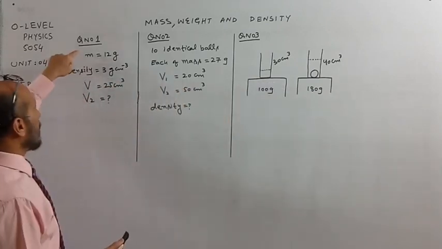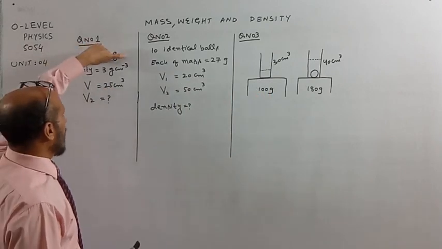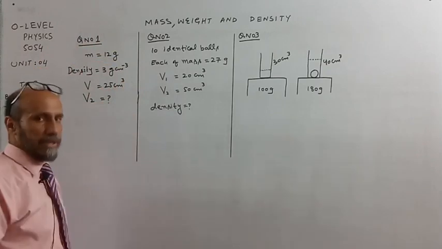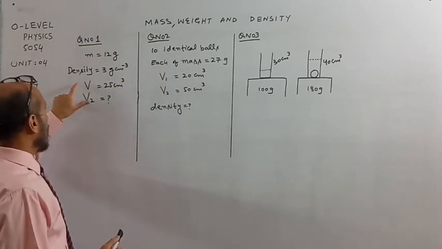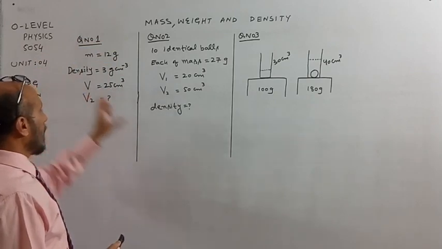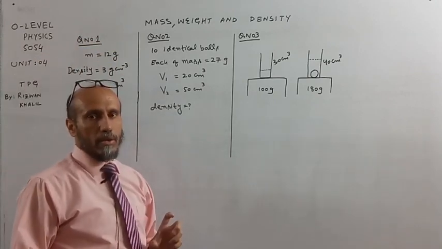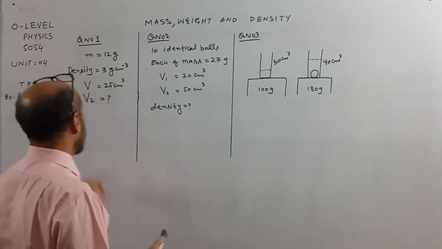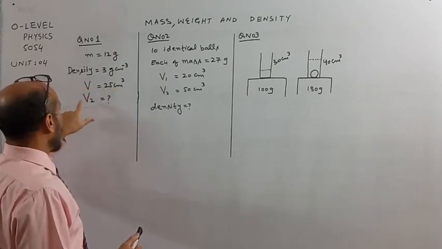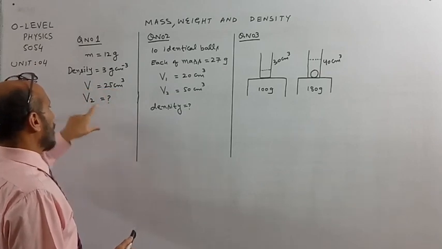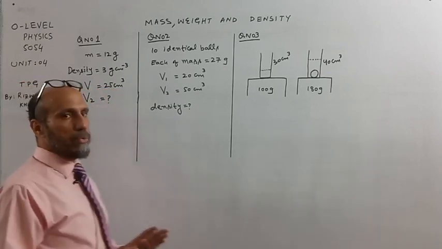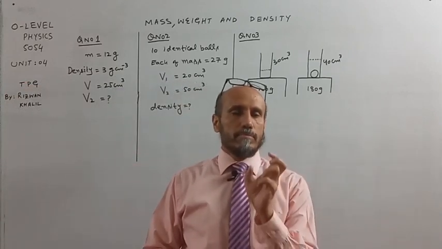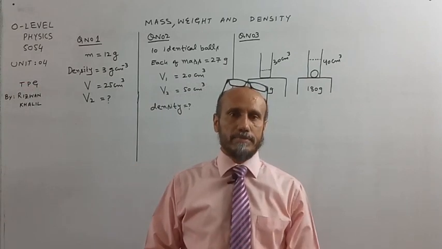In the first question, the mass of the body is given as 12 grams and the density is given as 3 grams per cubic centimeter. It is also given that the volume of the water which we have taken was 25 cubic centimeter, and we have to tell what the new reading will be when we have immersed the body in the measuring cylinder.